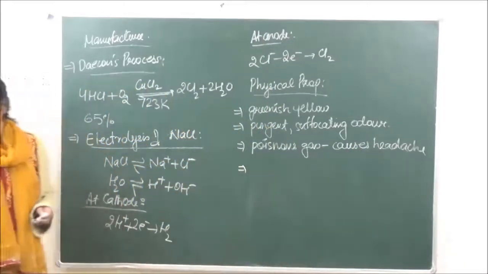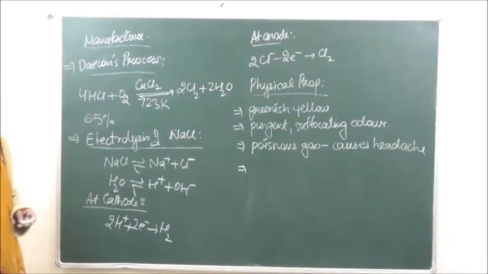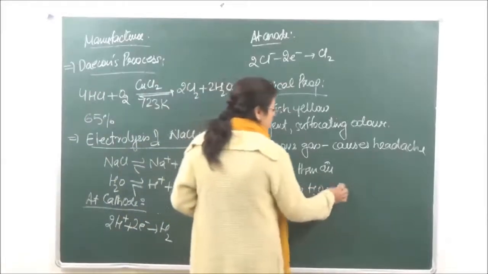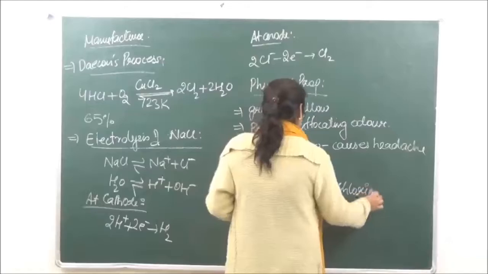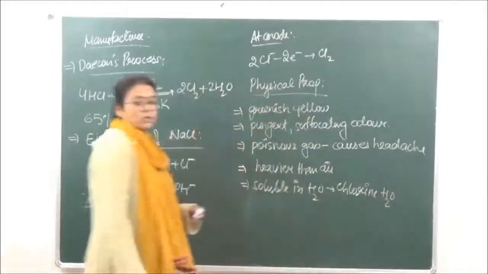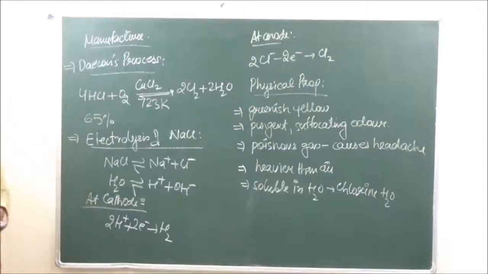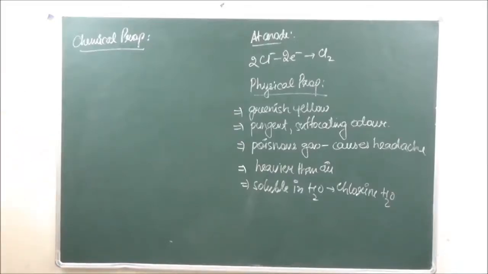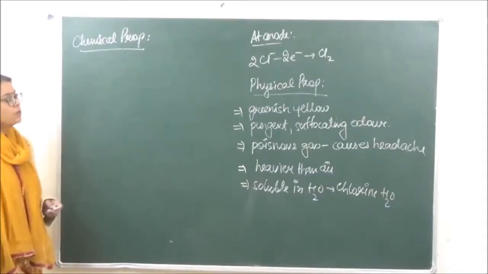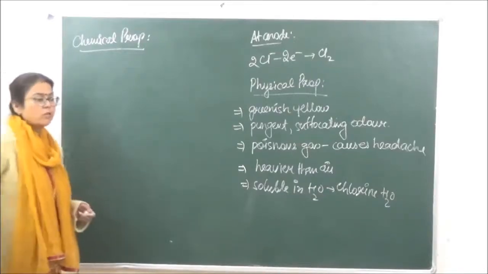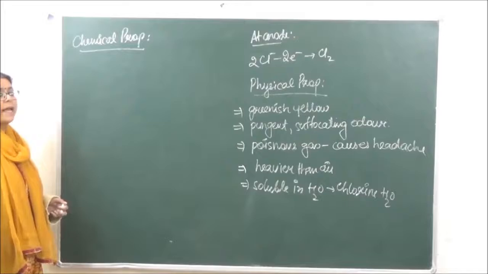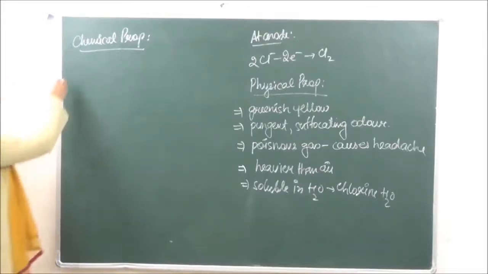Then number four, it is heavier than air and soluble in water, and its solution in water is known as chlorine water. Let's go on to the chemical properties. It is a very reactive gas due to its high electronegativity. We've just studied this when we were doing all the halogens. After fluorine, chlorine is the most reactive gas, because of its high electronegativity. Okay?